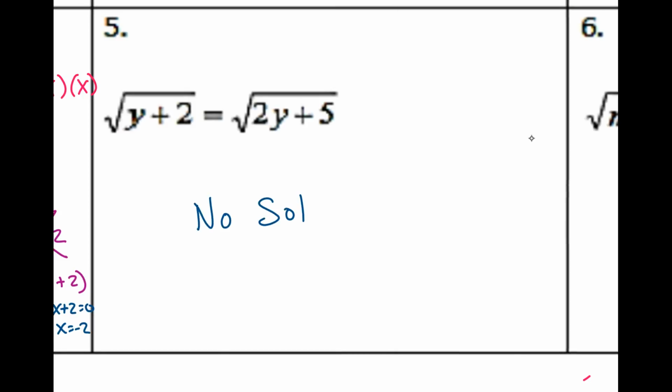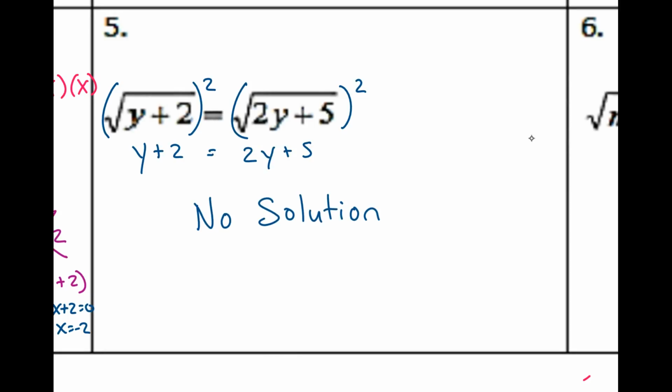But really quickly, how would I solve this? You just square both sides because they are both square rooted. So this would end up being x plus 2 equals 2x plus 5, and then I can solve, blah, blah, blah. Realize it's no solution and realize I wasted my time.